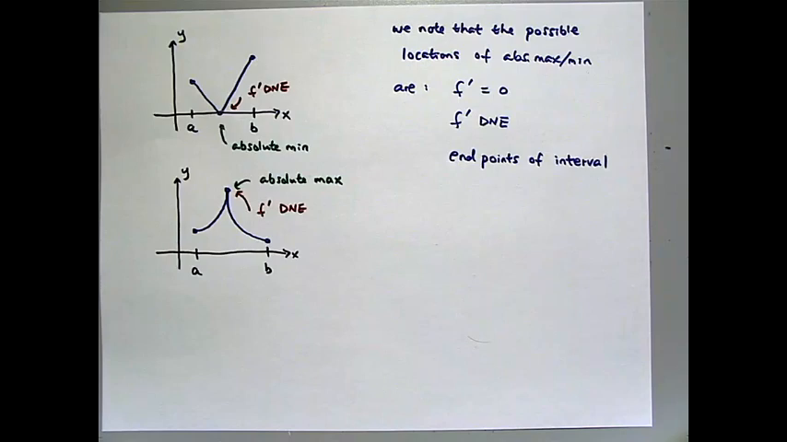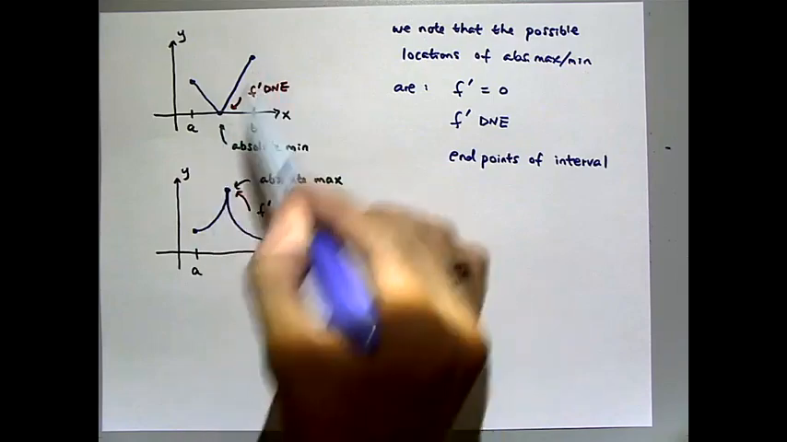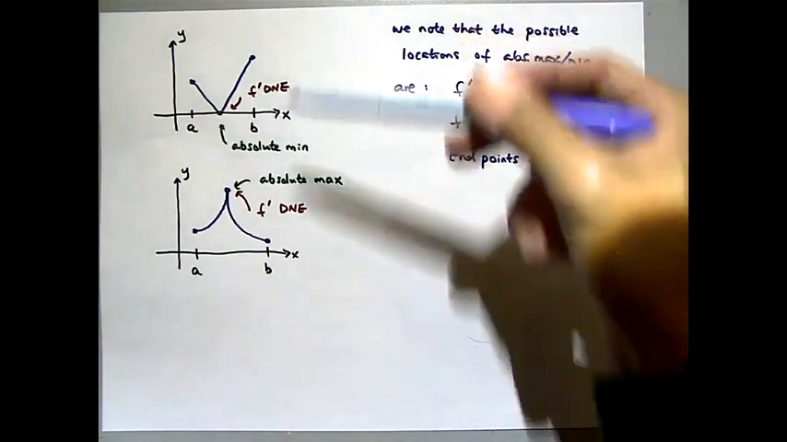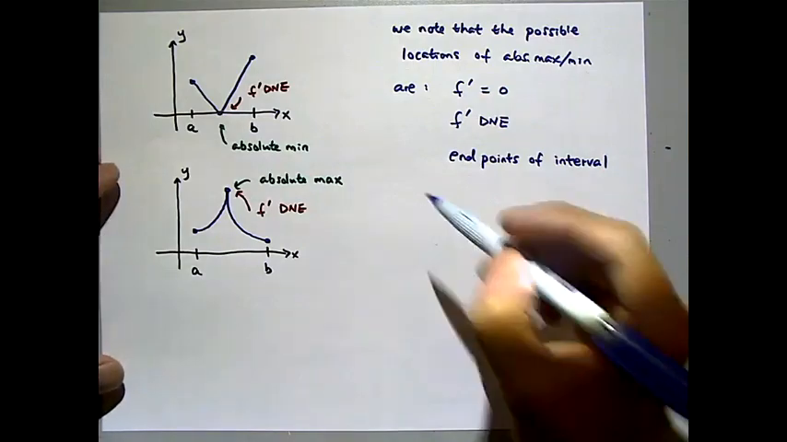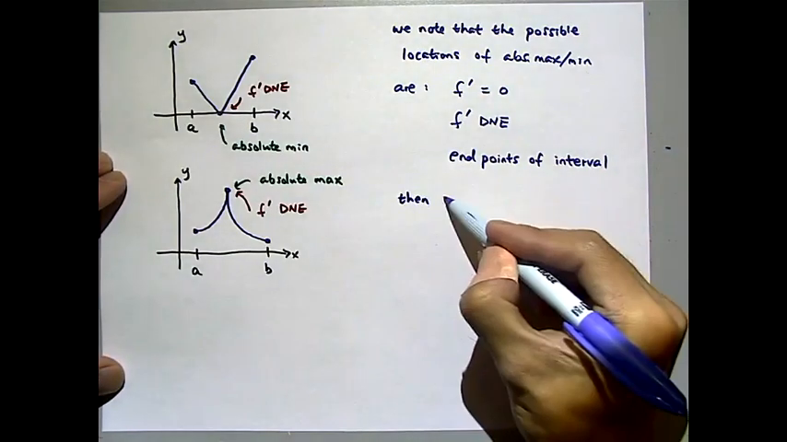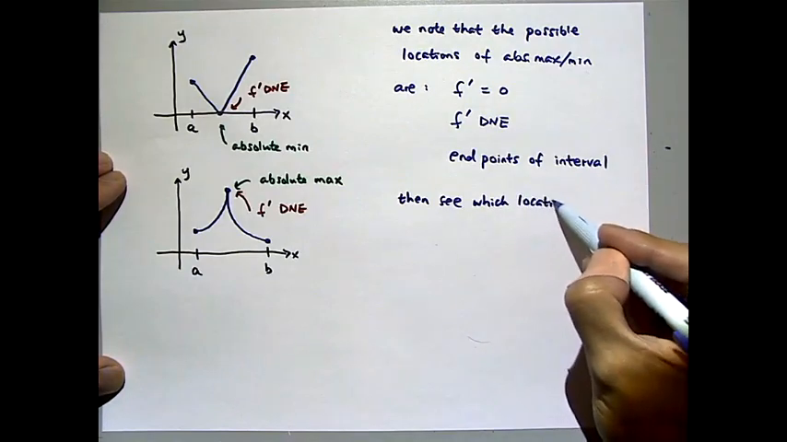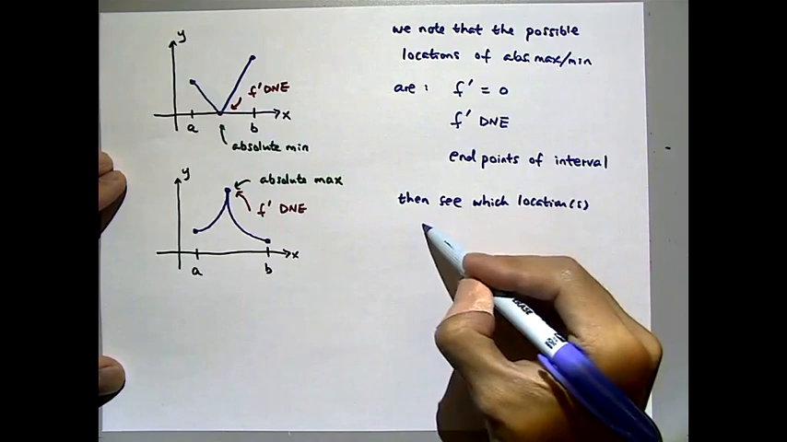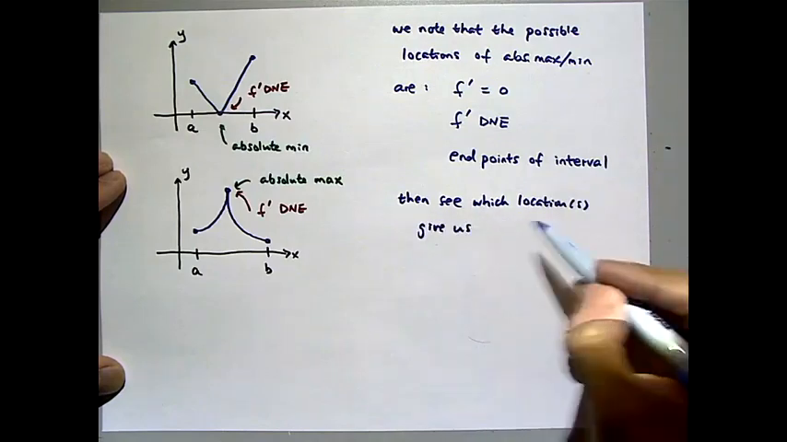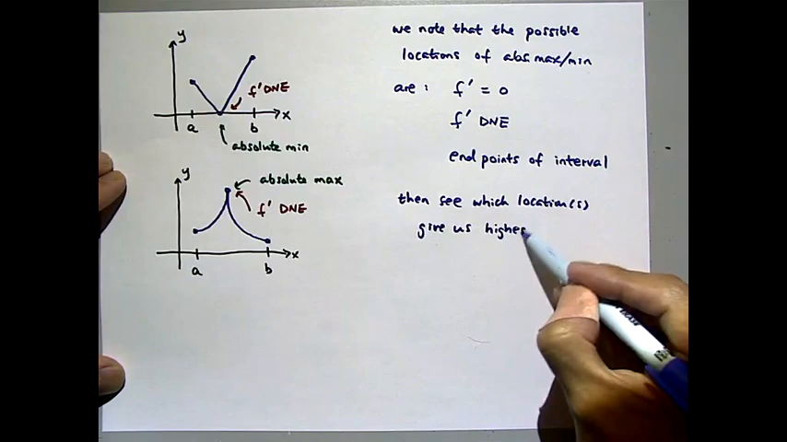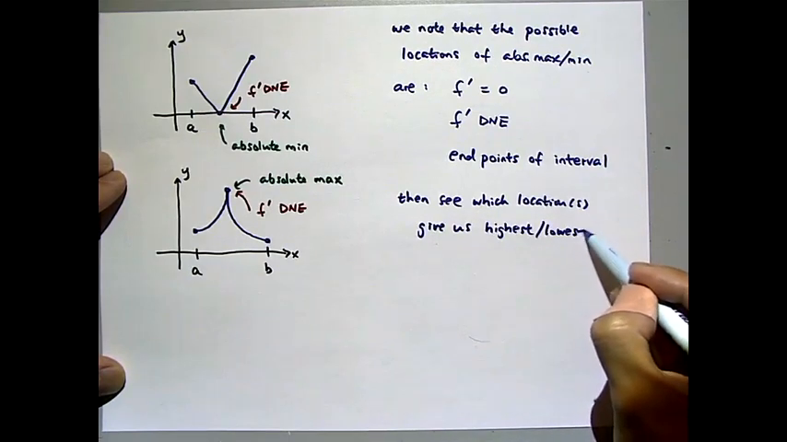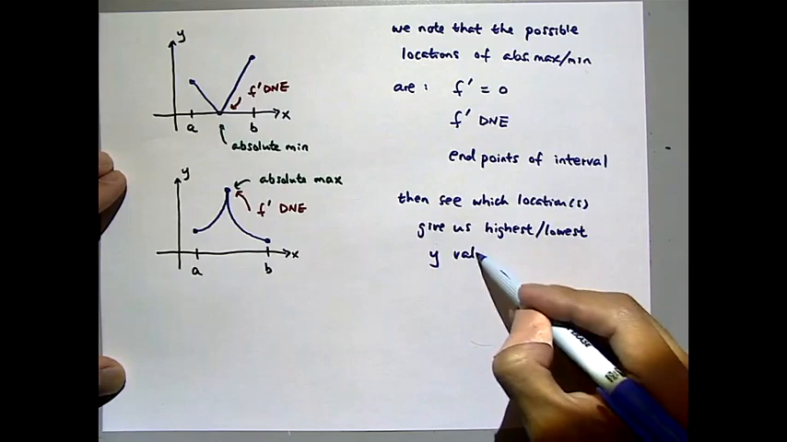Okay, so when I give you a function and an interval, that's what we're going to be starting with. Find out where they are. And once we found them, we simply find out which one has the highest y value, and which one has the lowest y value. Then we see which location, possibly plural, gives us the highest and lowest y values.